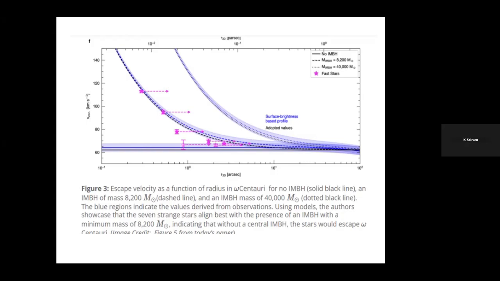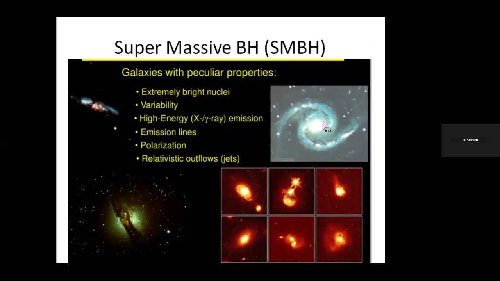Coming to the supermassive black holes, these are the galaxies, and this is the size of the galaxy. Now we know that every galaxy has a black hole whose mass is greater than 10^6 solar mass, from 10^6 to 10^9, sometimes 10^11. So it ranges from 1 million to 1 billion.